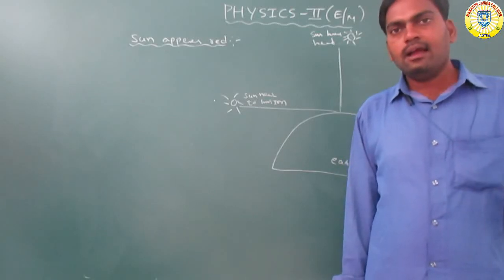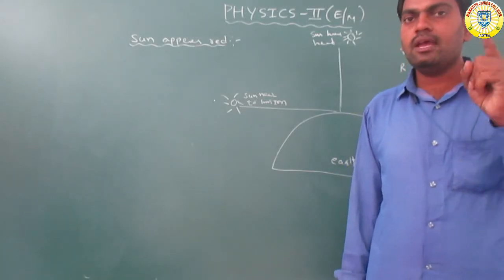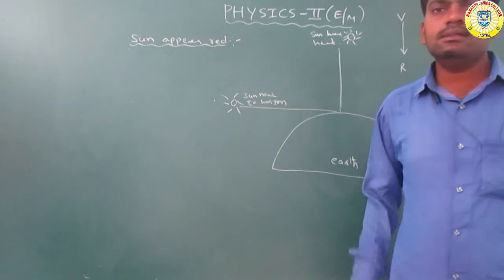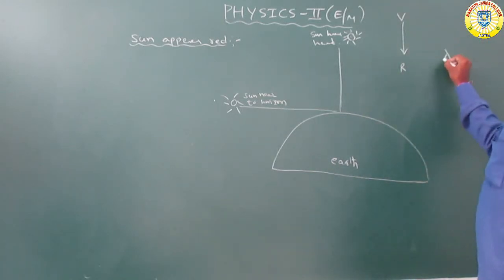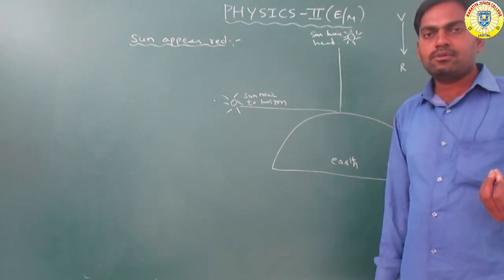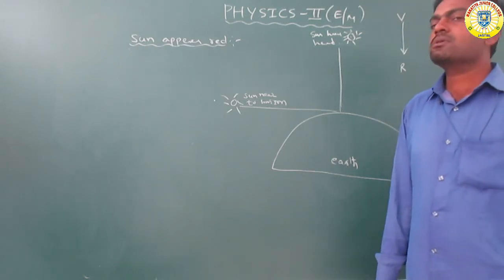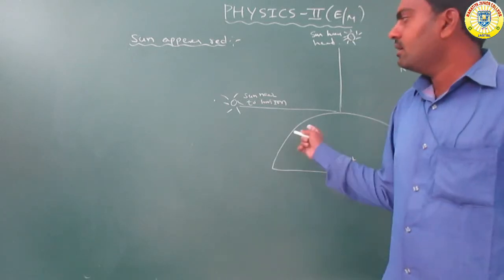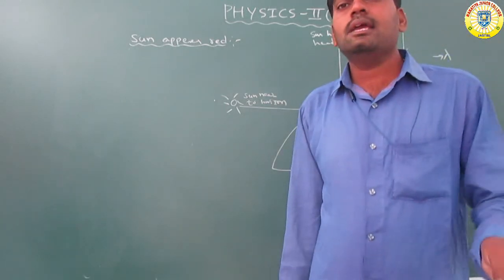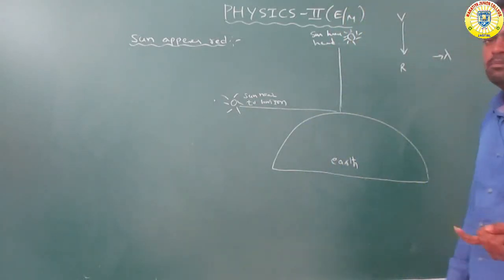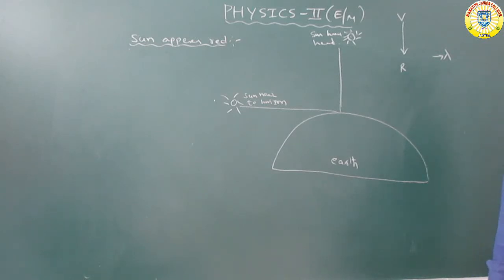Red has less scattering, and its wavelength, lambda, is more compared to the other colors. Wavelength is more and scattering is less compared to the other colors. For that reason the sun appears red in the evening and morning sessions. The other colors, blue, violet, indigo, escape from the sky.